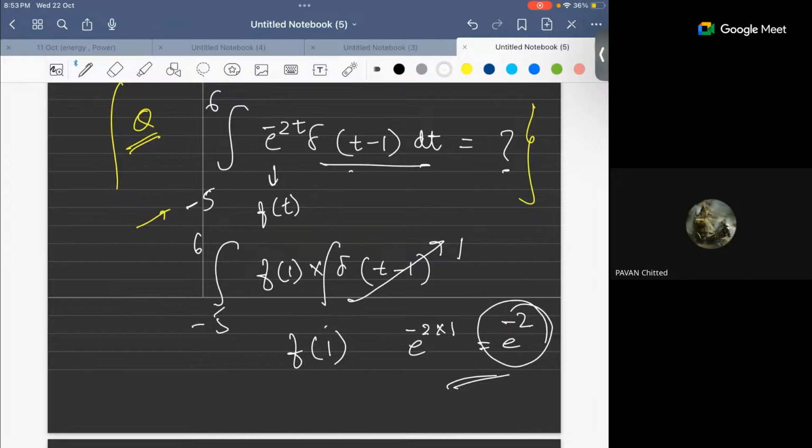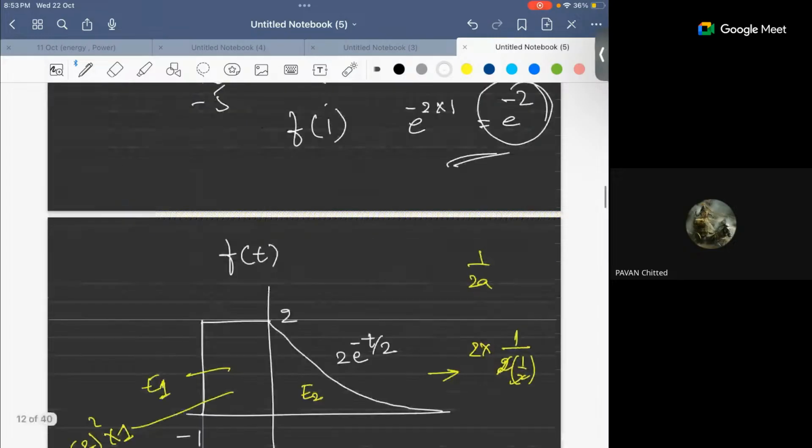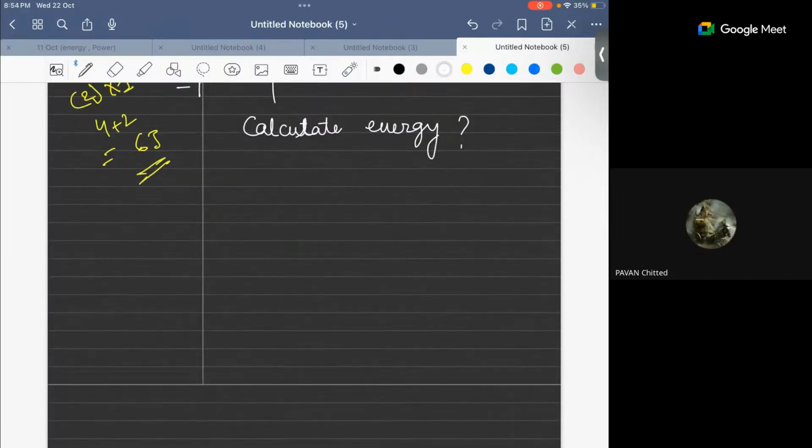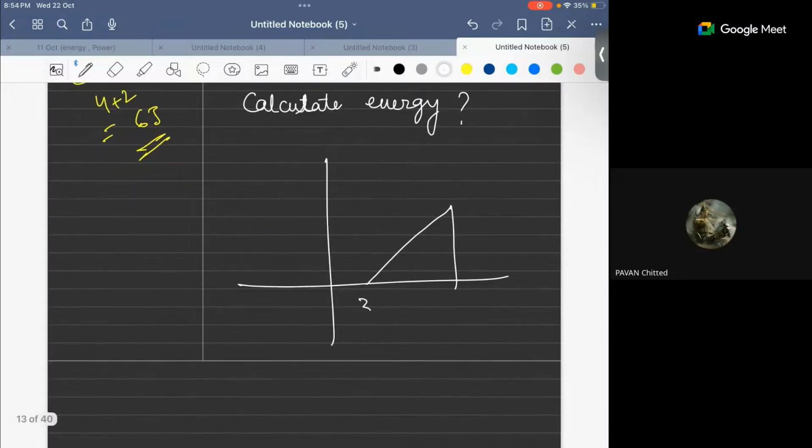Okay, if you don't have any doubt, I'll just give you one more question. And that is important also. Otherwise, I would not have told you. You should be knowing how to represent this type of signal mathematically. Let's say, for example, this is like 3, 4, and this is 2.